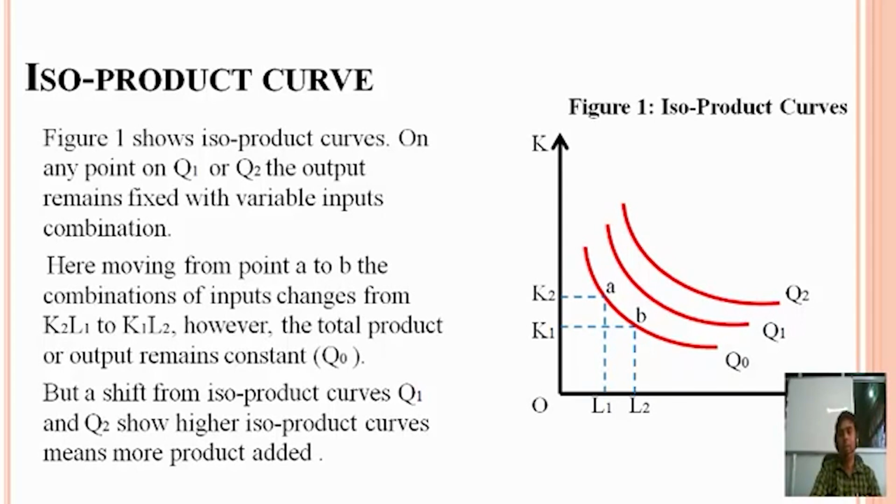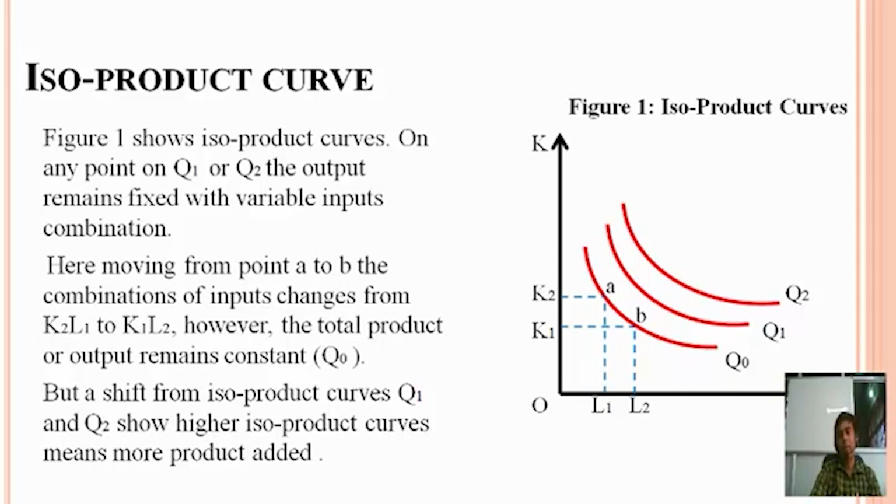At point A, we are showing the K2 and L1 combination of capital and labor, while at point B we are seeing K1 and L2 combinations of capital and labor, and it shows that the total product or output remains constant, because isoproduct curves are curves where any point on a particular curve shows an equal level of productivity. But when we move from a lower isoproduct curve to a higher isoproduct curve, we have increasing productivity in the market.